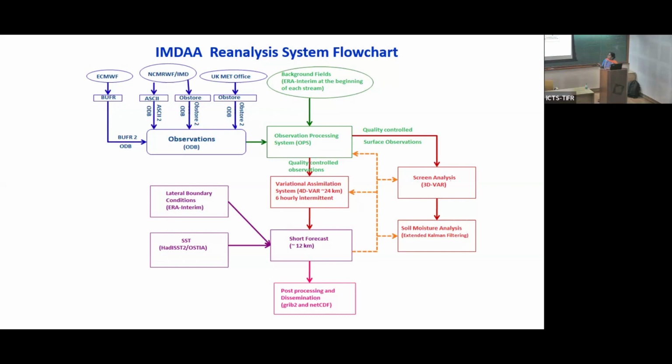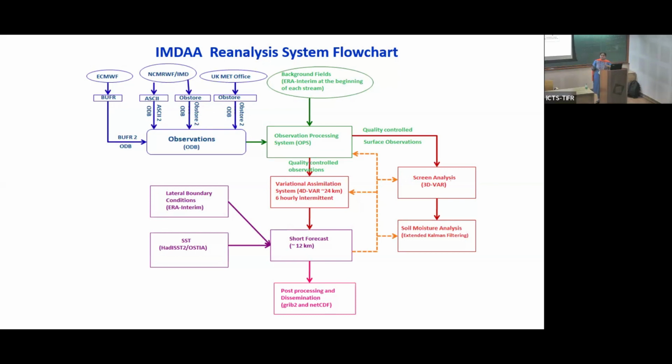And UK Met Office also, we got observations in the OBSTOR format. Some of them are in the ODB format also, observation database. This is ODB again, it is the ECMWF database only. So we converted all these observations of different types and different formats to ODB. So we use the observations in ODB, and we have all these observations with us.